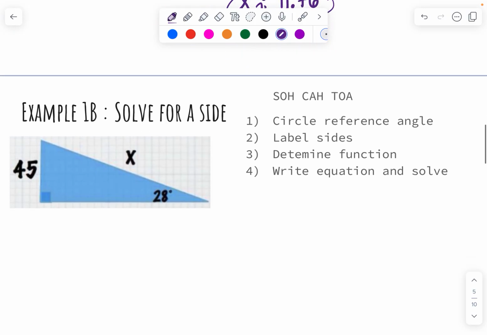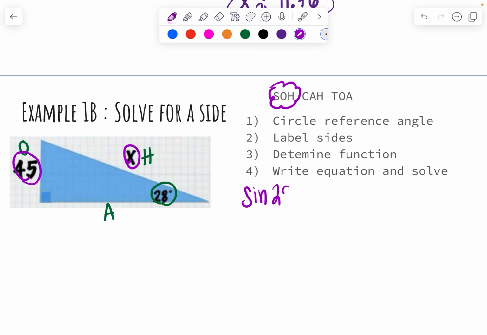Let's look at another one here. Here my reference angle is 28. X is my hypotenuse. 45 is my opposite. And this blank side is my adjacent. We're looking for the hypotenuse and we're given the opposite. So we're going to be using sine because that deals with opposite and hypotenuse. Sine of 28 equals opposite, which is 45, divided by hypotenuse, which is x.